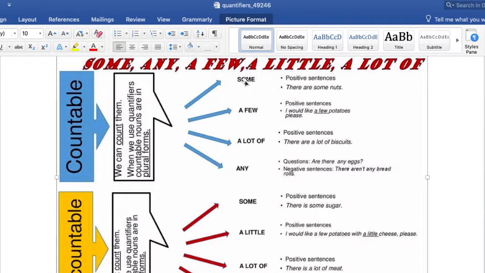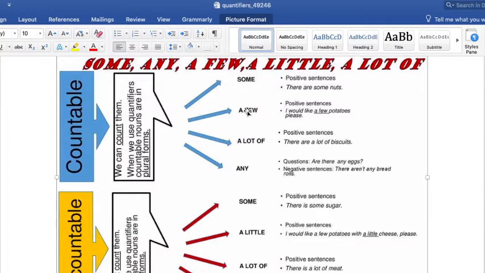Some means unos o unas, algunos or algunas in Spanish. And some is used in affirmative or positive sentences. For example, there are some nuts. And pay attention, nuts is in plural.